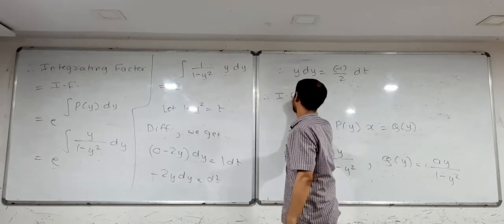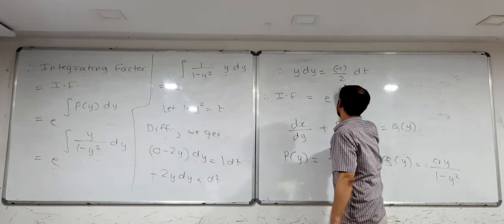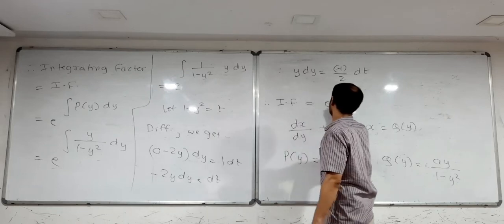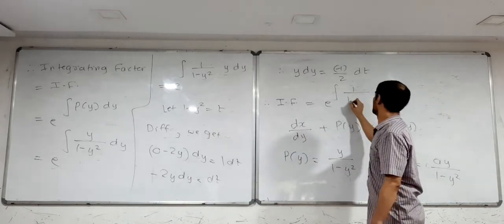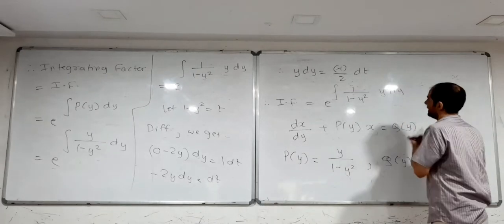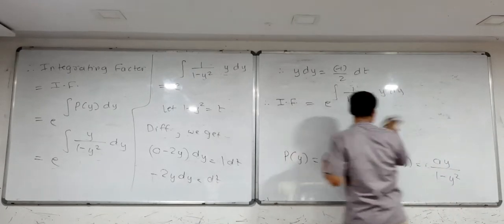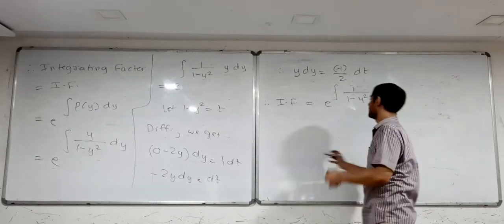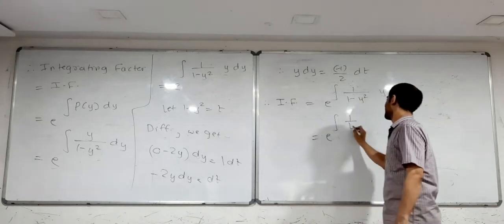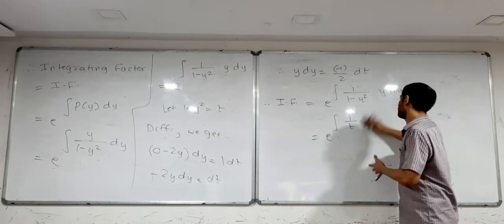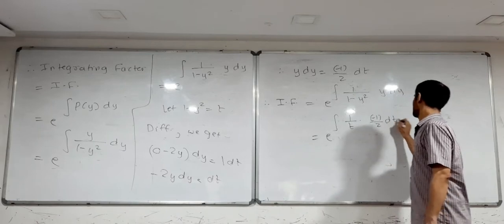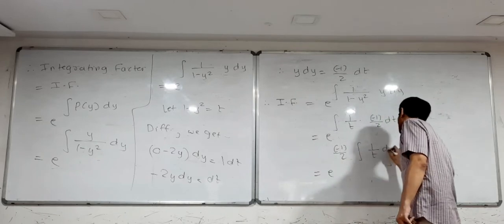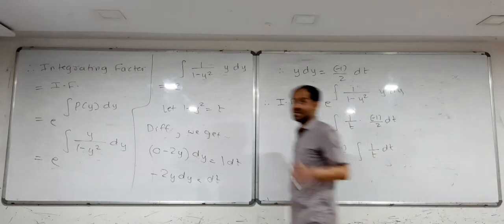So the integrating factor, which we have to find, is e raised to integration of 1 upon 1 minus y square into y dy. Now just let me know, what is y dy? It is minus 1/2 dt. So e raised to integration of 1/t into minus 1/2 dt. Minus 1/2 is a constant, so it comes out, into integration of 1/t dt. What is the integration of 1/t? It is log mod t.